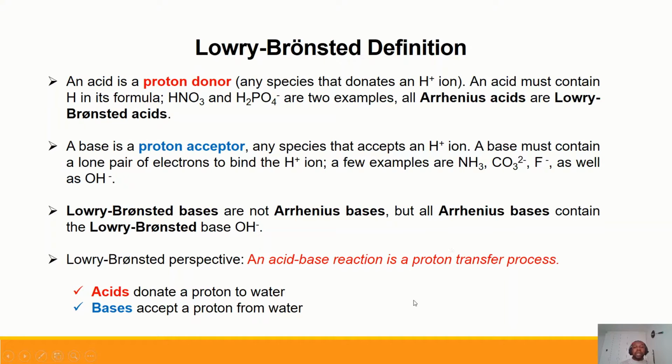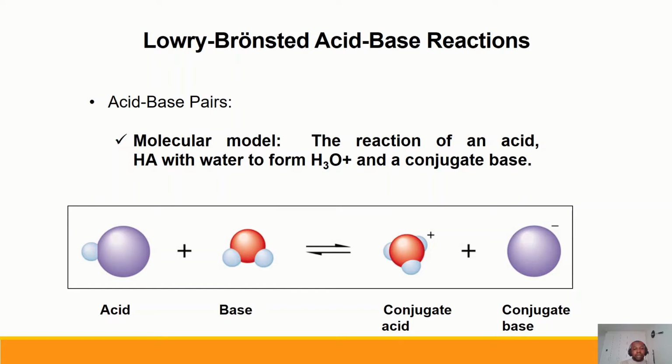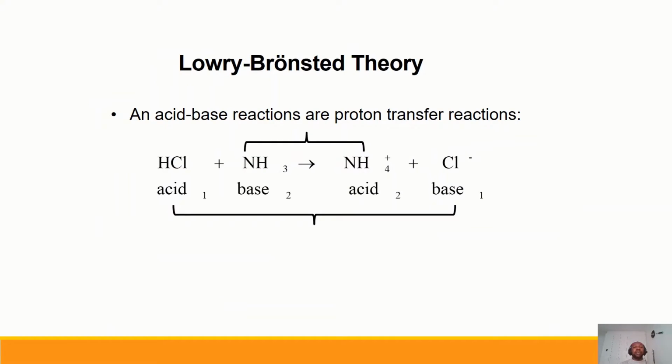So from the Lowry-Bronsted perspective, an acid-base reaction is a proton transfer. That is, an acid donates protons to water, and bases accept protons from water. So this is an example. You have a model example. An acid reacts with a base, then they form a conjugate acid and a conjugate base. We'll get to the conjugate later.